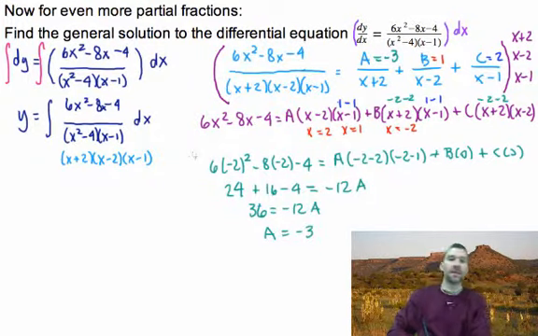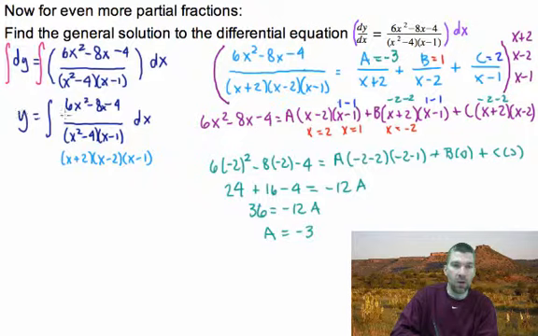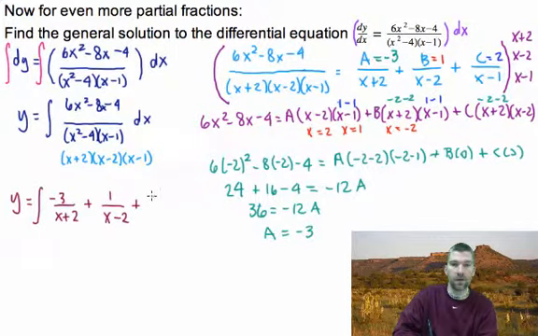All right, so then let's set up our new integral. And we did all this work. It's actually going to be a much easier integral than this. We're going to go from this really complicated, nasty looking problem to y equals the integral of negative 3 over x plus 2 plus 1 over x minus 2 plus 2 over x minus 1.